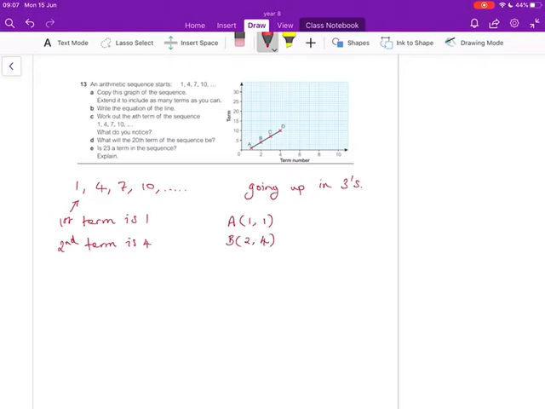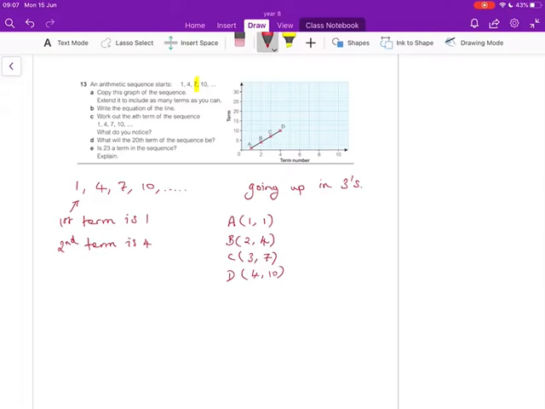So notice here, point A, because the first term is 1. Point B, the second term is 4, so that's given us the coordinate point B. For C, the third term is 7. And similarly point D, the fourth term is 10. So they've plotted those ones on the graph and then extend it to include as many terms as you can.